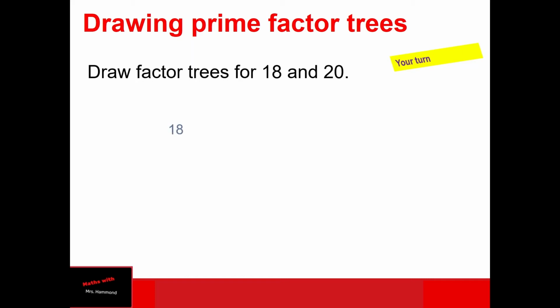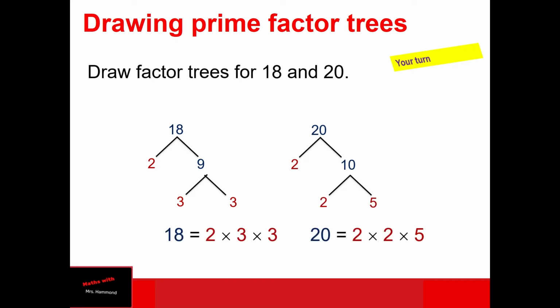So 18, I'm going to think of 2 numbers. I have 2 and 9, and then 9, of course, is 3 and 3. And 20, I have 2 and 10, and of course 10 is 2 and 5. So it means 18 is 2 times 3 times 3, and 20 is 2 times 2 times 5.